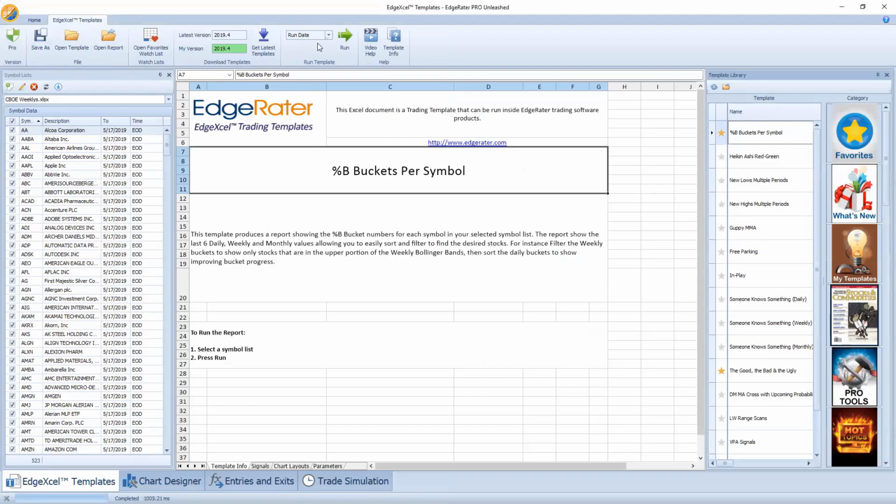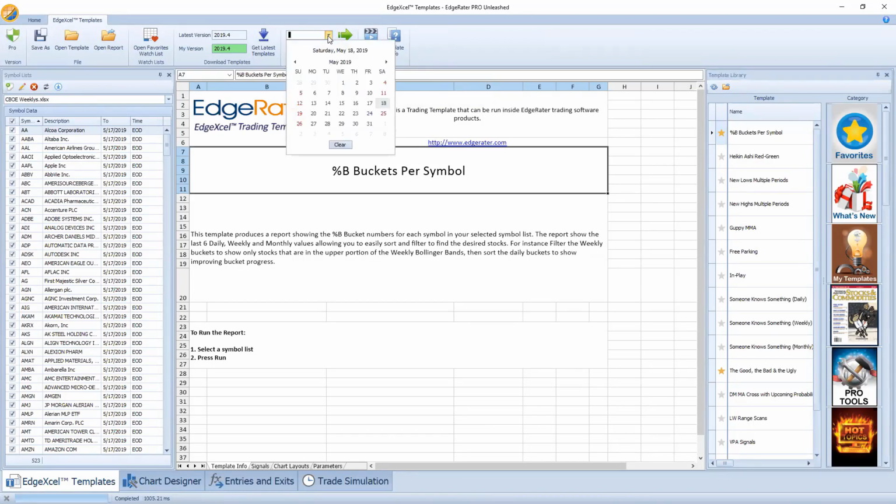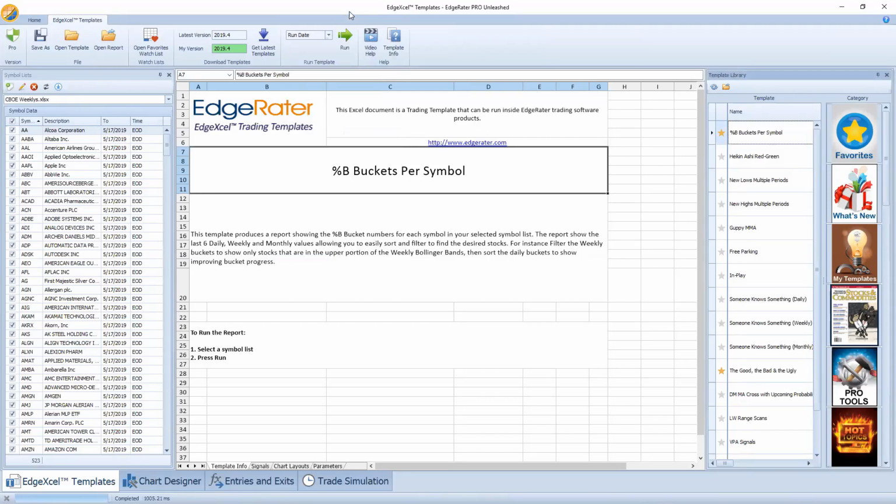Once you're in the program, at the top of the screen, you've got the Run Template button, and you can choose a date. So you might want to run any report for any prior date, and it will come up with the values on that date. So it's an interesting way to see what the reports look like. And obviously, then the chart will update to show you and point at the bar that you ran the report for. So that's an interesting thing too.